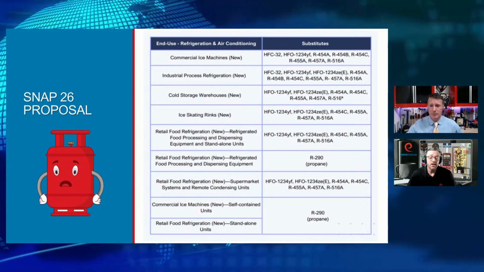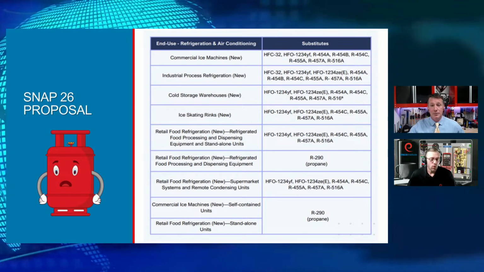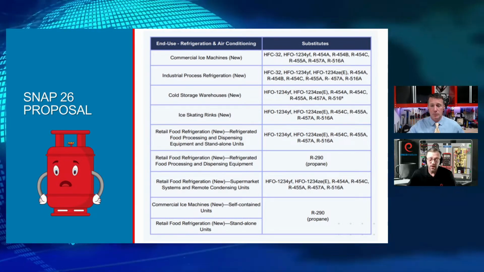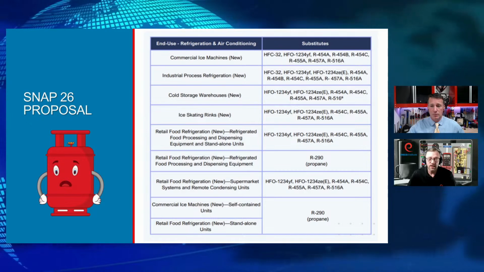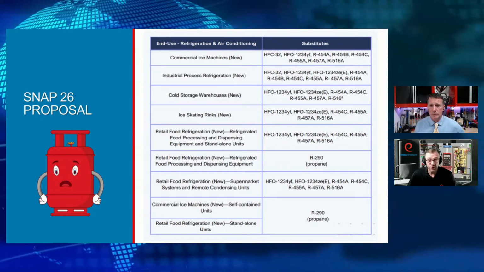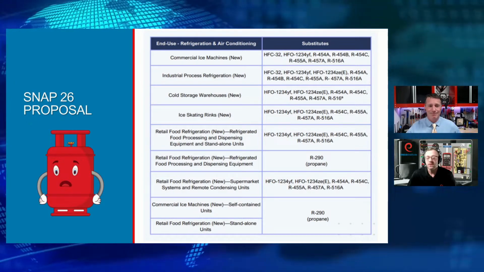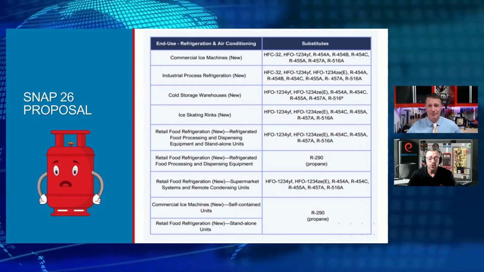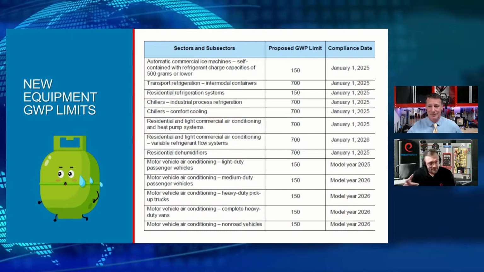This is all based, again, on GWP. Yeah. The global warming potential. And there's a lot of talk about what that is and what limitations are. And there's something called the technology transition rule that limits for new equipment what the GWP of the refrigerant can be.